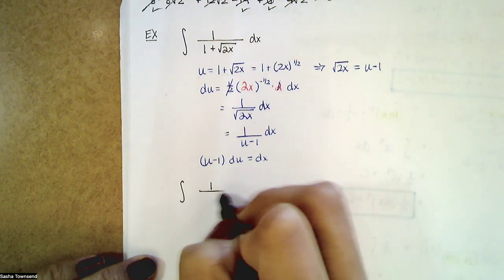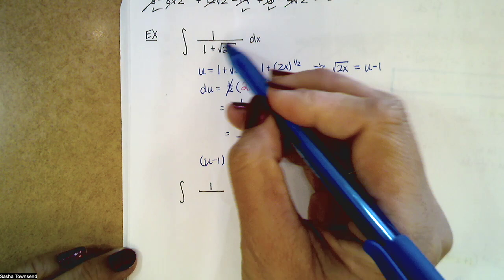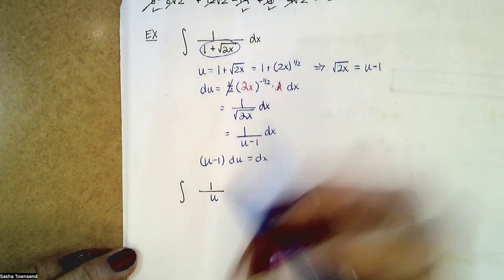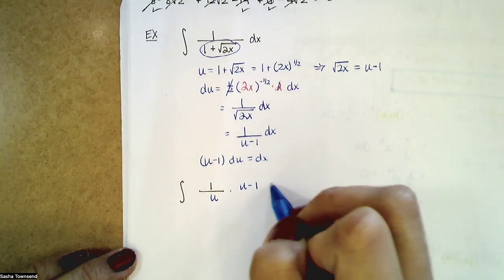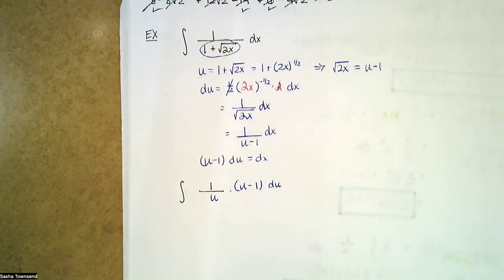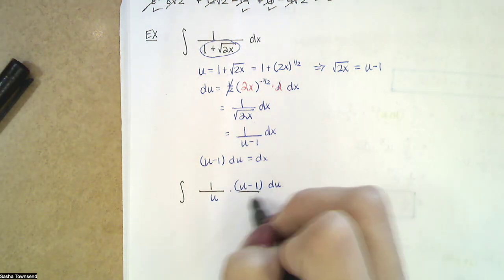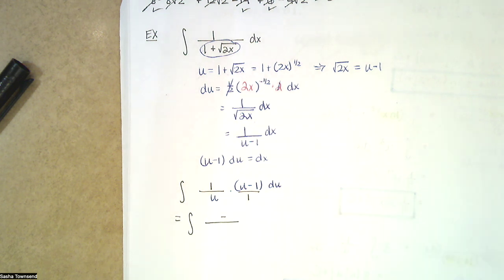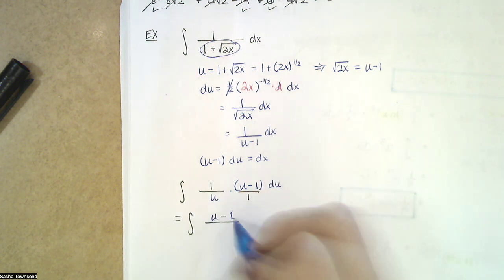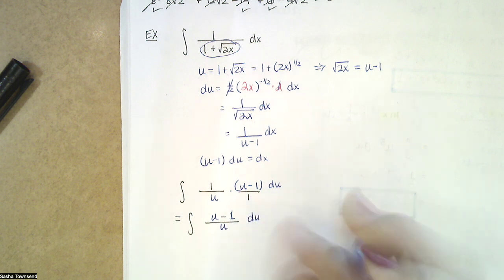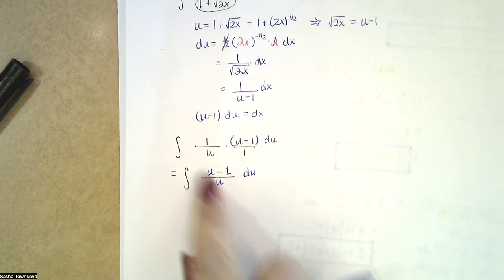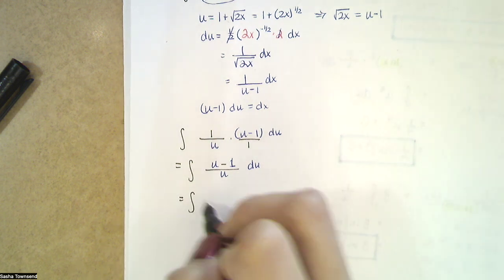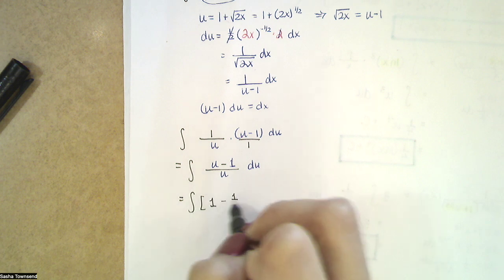We've got a 1 in the numerator. This 1 plus the square root of 2x, that was our choice for u, so that's replaced with a u. And dx is u minus 1 times du. And we can write that as itself over 1. You can multiply straight across, and then we'll end up with u minus 1 divided by u times du. Now, since we only have one term in the denominator, we can divide each of those terms by u. u divided by u is 1, and then we're subtracting 1 divided by u.